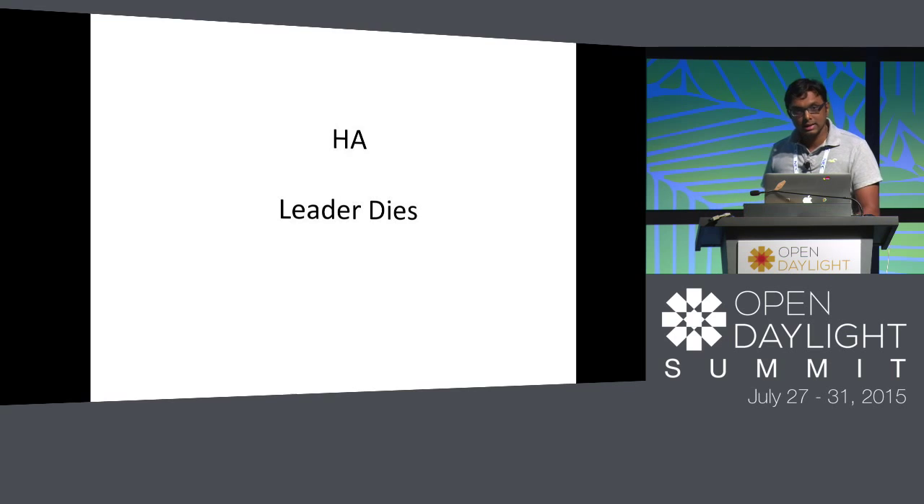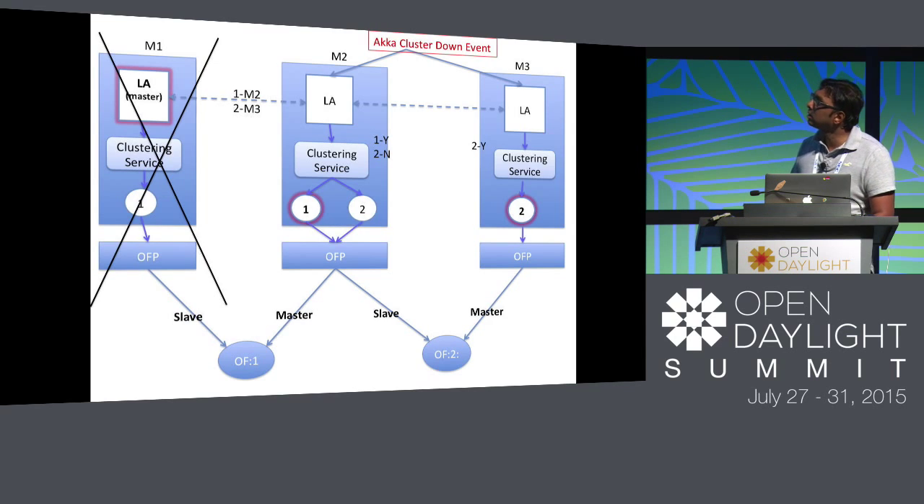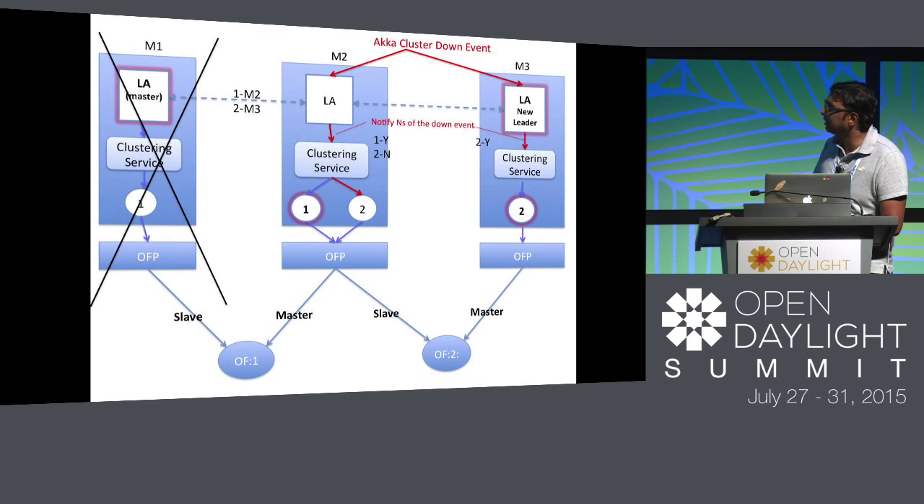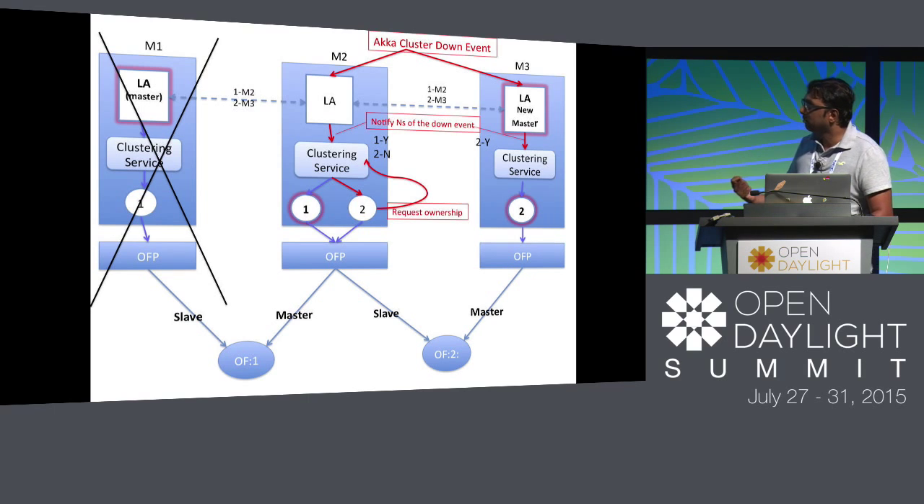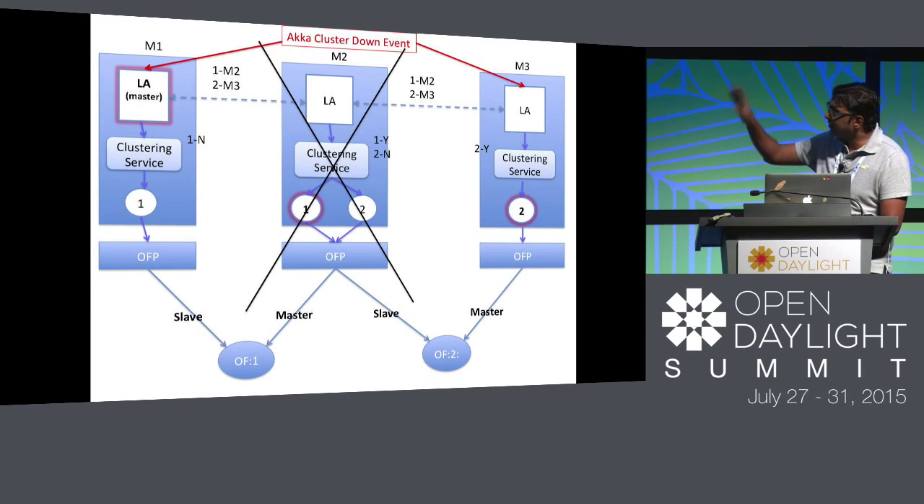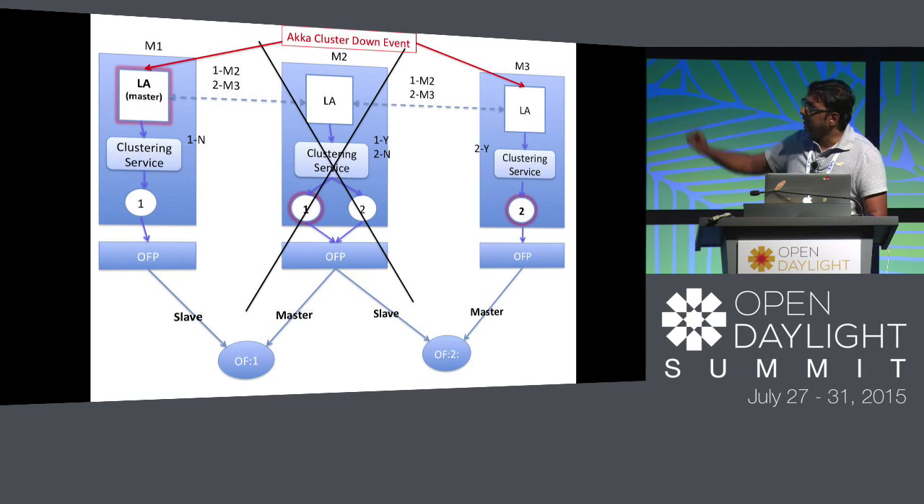So this is one of the HA scenarios which I'm trying to present here: if one of the virtual members dies, how does the other one take over? For example, here the clustering service leader dies, and this gets notified to all the different entities which don't own them, and they all request ownership. Since 2 is already owned by member 3, 2 will be denied the ownership. And this is a different scenario, where a follower dies, in the sense that the master of OF1 has died.